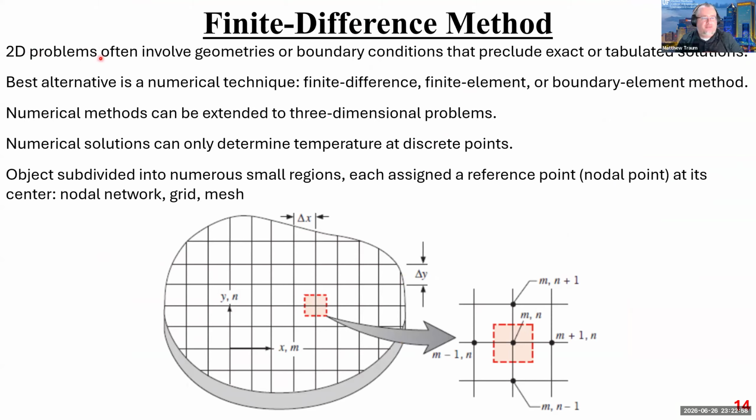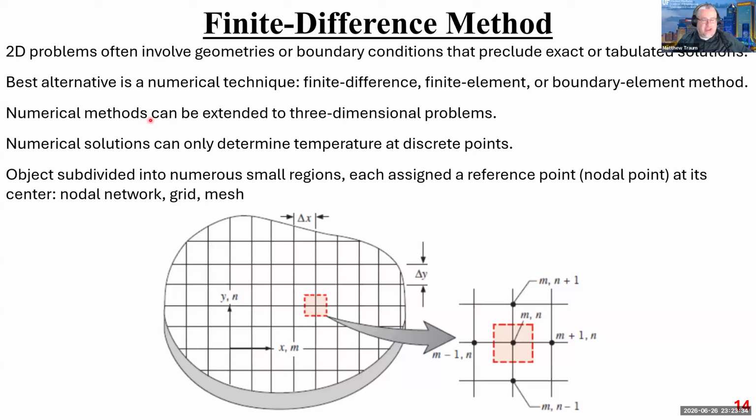So 2D problems often involve geometries or boundary conditions that preclude exact or tabulated solutions, right? So unless you have a really simple geometry like a flat plate or a sphere or a square or something like that, you probably aren't going to be able to find an exact solution, and you might not be able to find a shape factor if you've got some customized geometry. So what do you do in that case? Well, as I say here, the best alternative is a numerical technique, and there are several, finite element, finite difference, boundary element, and so forth.